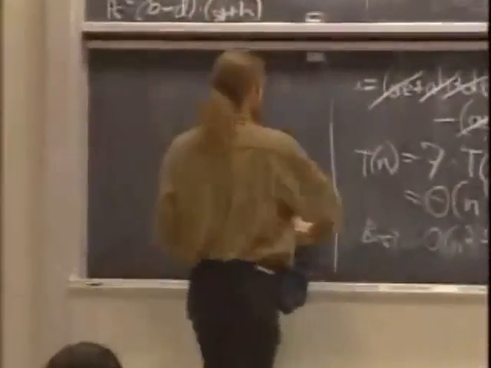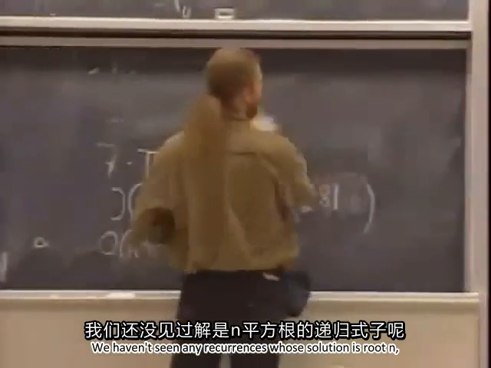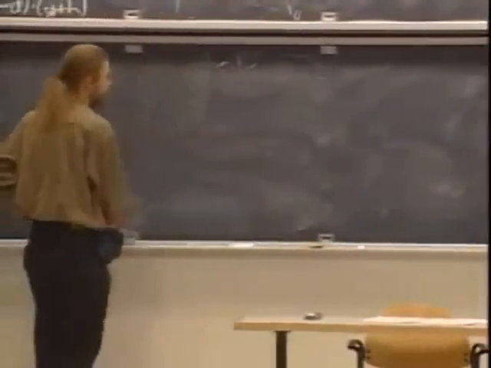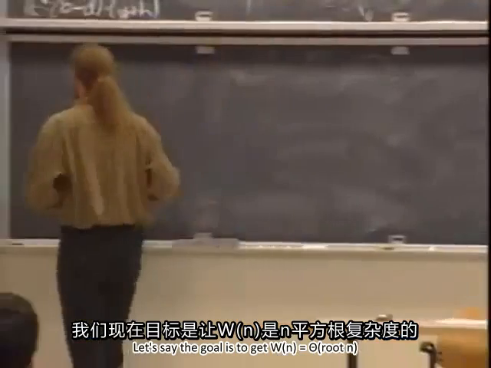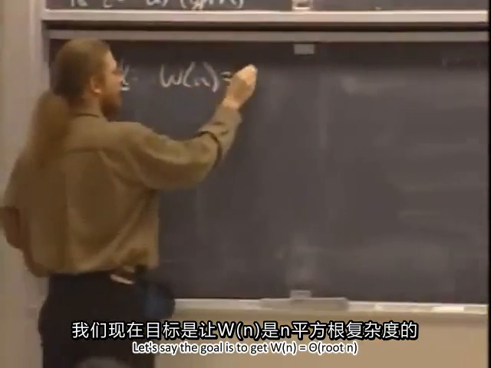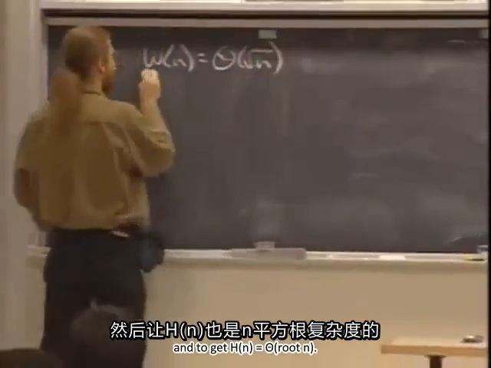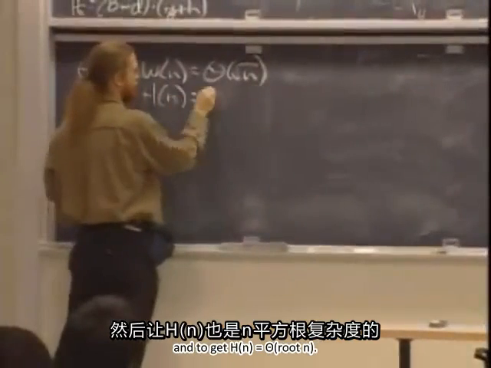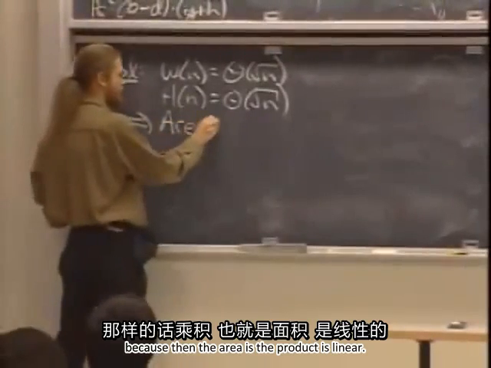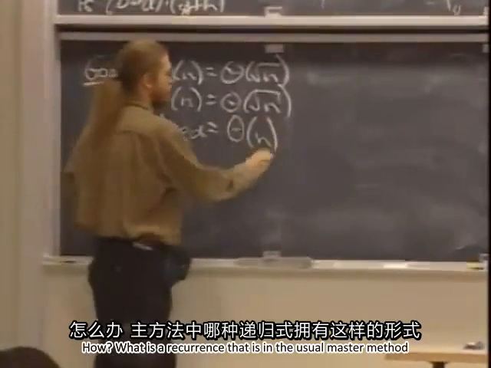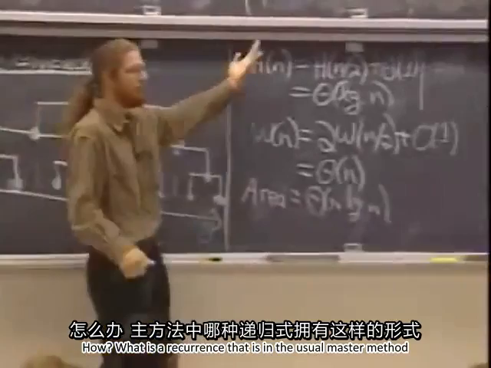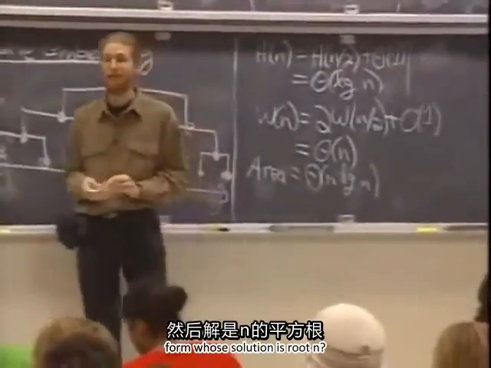So root n by root n. We haven't seen any recurrences whose solution is root n, but surely they are out there. So let's say goal is to get w of n equals theta root n, and to get h of n equals theta root n. If we could do that, we'd be happy, because then the area, the product, is linear. So how? What's a recurrence that is in the usual master method form whose solution is root n?